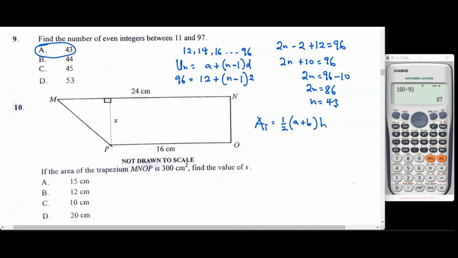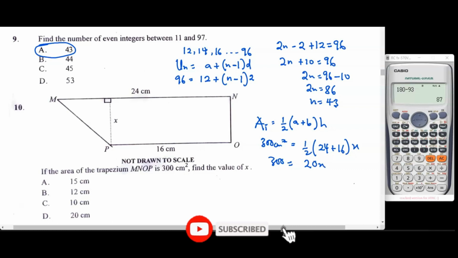The a can be the 24 centimeters, the b can be the 16 centimeters. So doing our simple substitution, we have 300 centimeters squared is equal to half of 24 plus 16, multiplied by the x, which is the perpendicular height we are looking for. So 300 should be equal to 16 plus 24 gives us an answer of 40, and half of 40 is actually 20x. Remember, we have centimeters squared here, so we are going to divide both sides by 20.